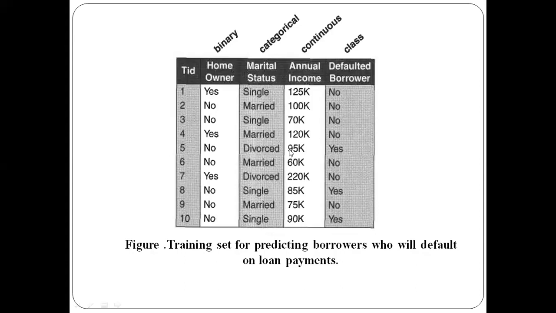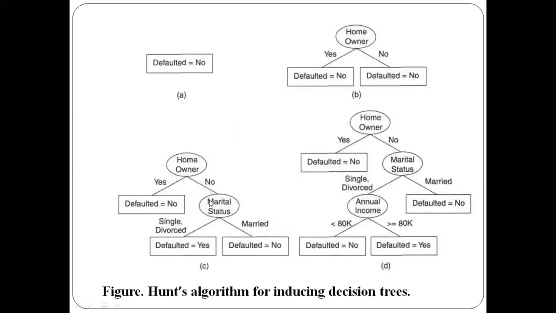If you look here, for divorced it is yes, and for single it is yes. For the majority of the people who are single and who are divorced, they have got the class label as yes. Yes means that they have not repaid the loan. So we have chosen the next test condition, that is marital status. If they are single or divorced, say defaulted is equal to yes.